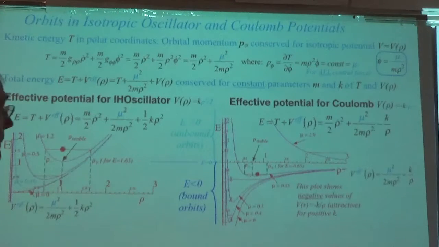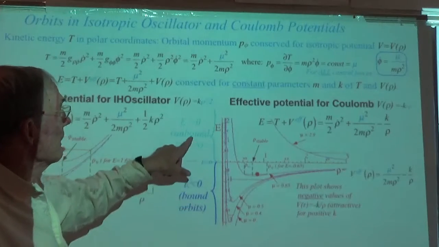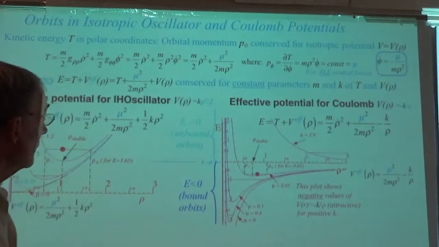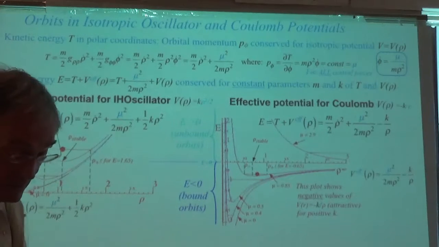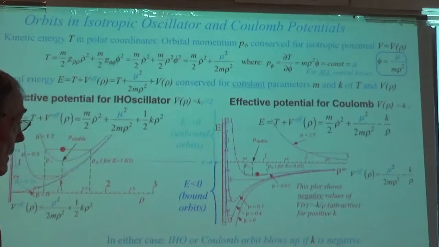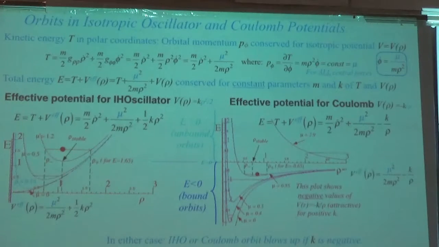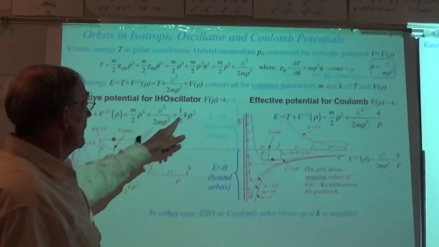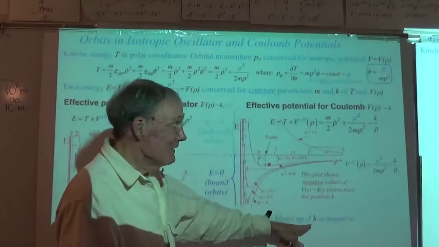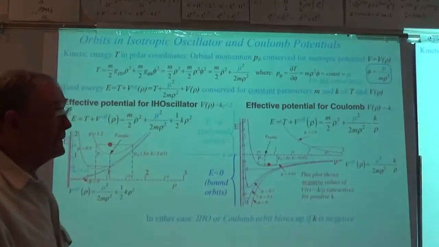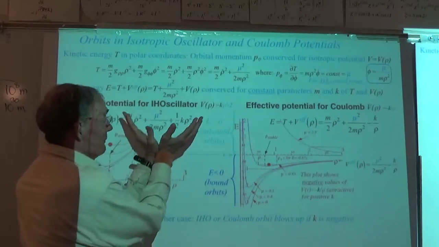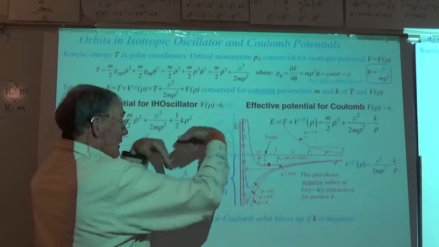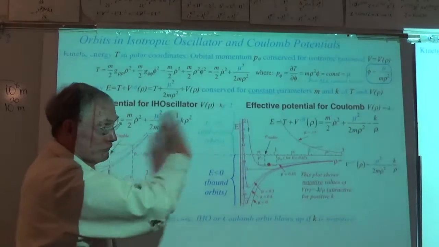Okay, so bound orbits E less than 0, unbound orbits E greater than 0. Oscillator goes forever. Everything's bound there. But this is more complicated. Okay, in either case, if k goes negative, blows up. And k going negative here means that instead of having a potential well, you've got a barrier, right? And you just fall off.